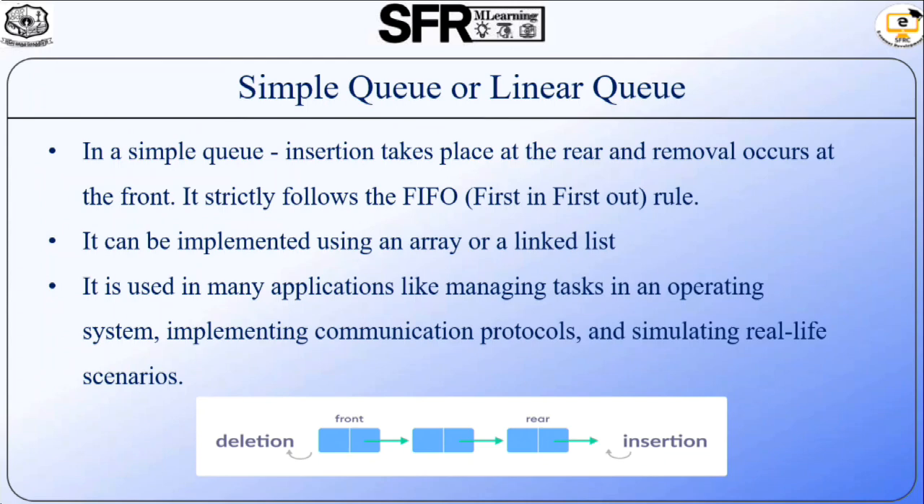So the first type is the linear queue. A simple queue is a linear data structure that follows the FIFO principle. It allows elements to be added to the end of the queue, the rear, and removed from the front. The two main operations performed on a simple queue are NQ and DQ. That means an element is added at the rear and removed from the front. A simple queue can be implemented using an array or a linked list. It is used in many applications like managing tasks in an OS, implementing communication protocols in networks, or simulating real life scenarios.